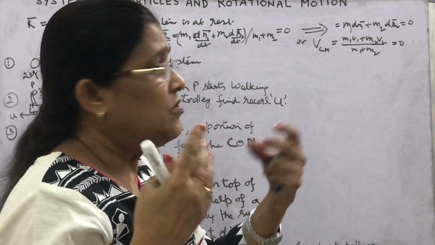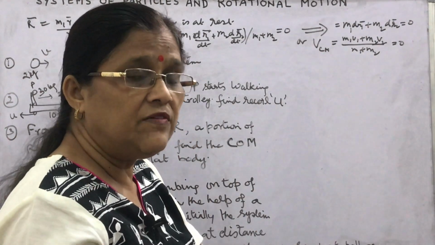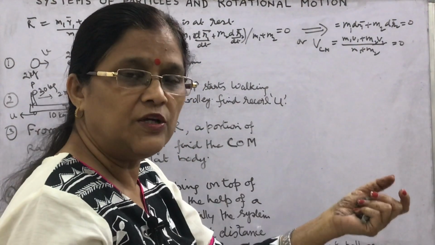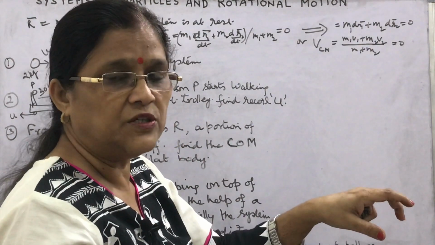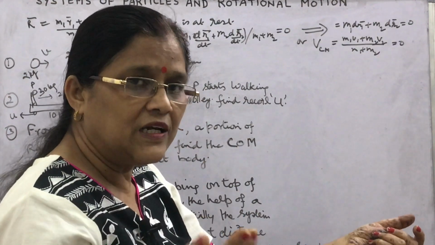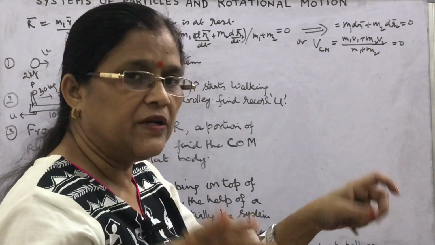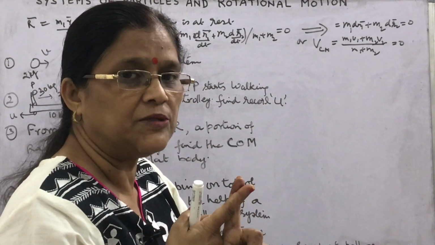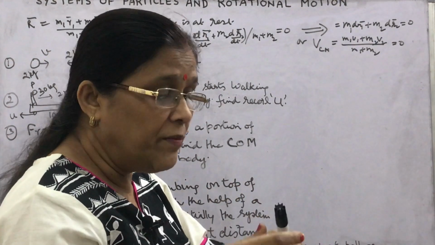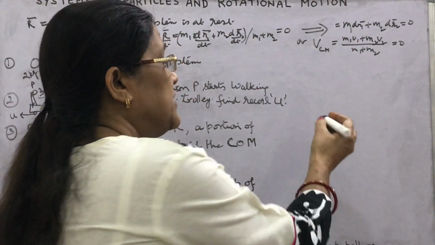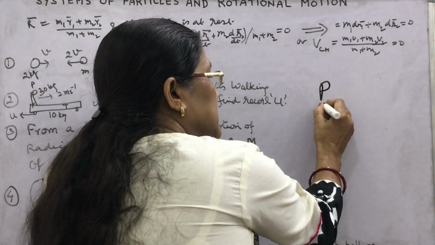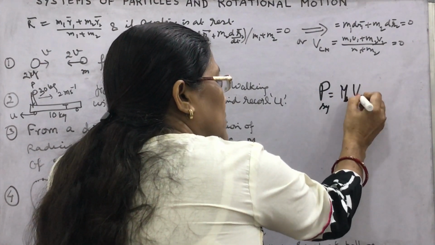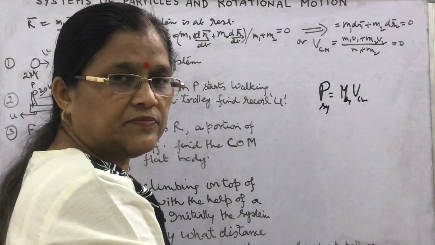What about the velocity of the center of mass? If it is given that the system is at rest, then the velocity of the center of mass is initially 0, so finally also 0. If initially it has some value, it is constant, and it will remain constant finally also, when no external force acts on the system. What about the momentum of a system? You can say that the momentum of a system is given by the mass of the system times the velocity of the center of mass. Yes, it is true.